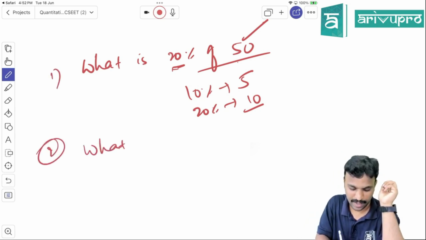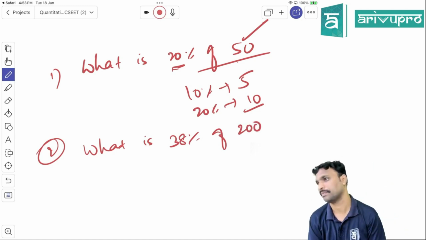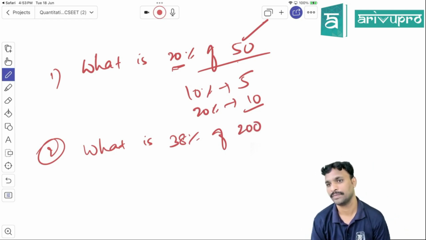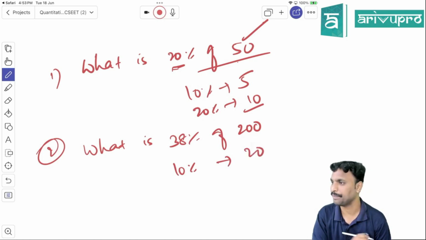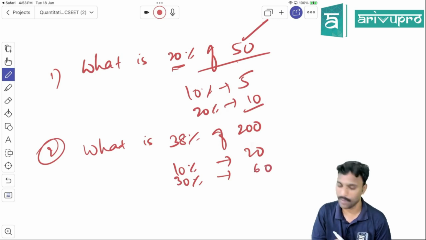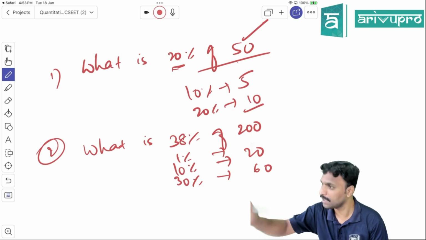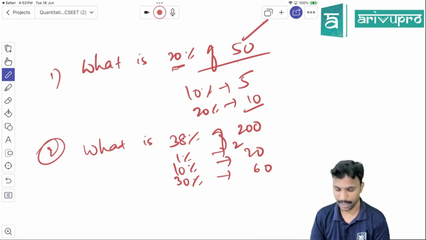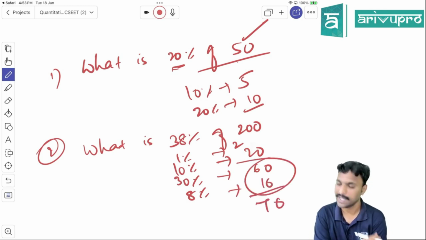What is 38% of 200? What to do? Find out 10%. What is 10% of 200? 20. If you want to find 30%, what is 30%? Into 3, 60. If you want to find 1%, what is 1%? Remove 2 zeros from the right. For 10% you remove one 0. For 1% you have to remove 2 zeros. 1% is 2. Now tell me. 8% is 16. So 76 is 38%.